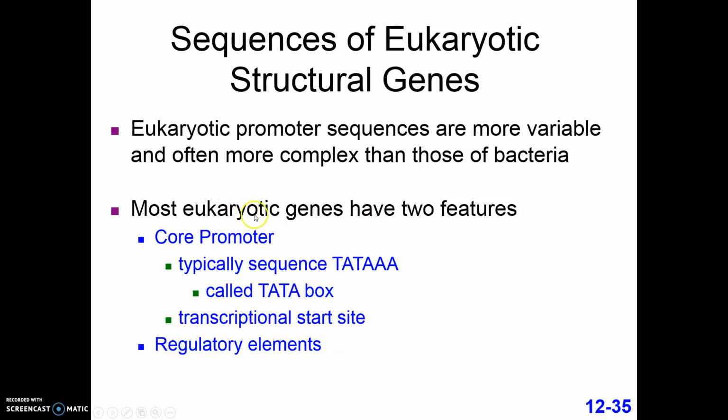Eukaryotic genes have 2 major features. There is the core promoter and regulatory elements. Within the core promoter, we have this sequence here, TATAAA, or the TATA box. This is analogous to the -35, -10 sequences. There is also a transcriptional start site.